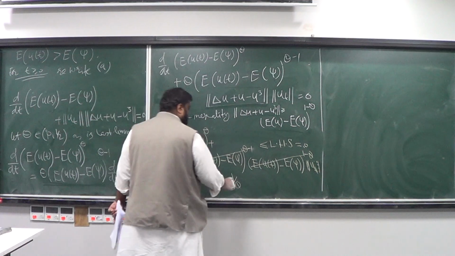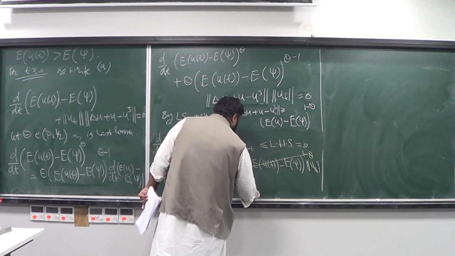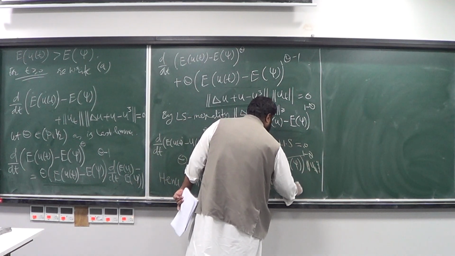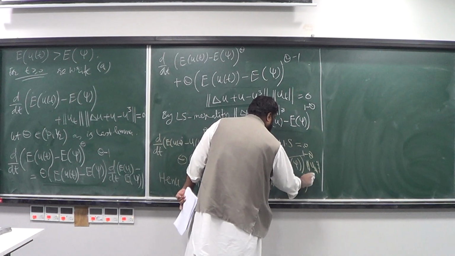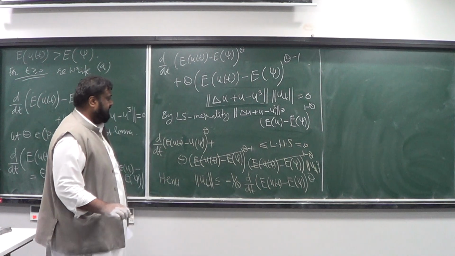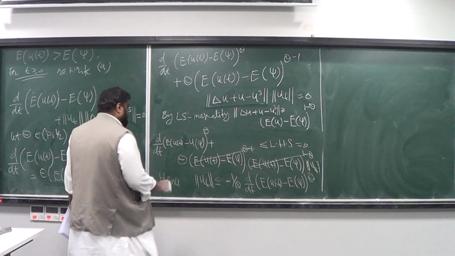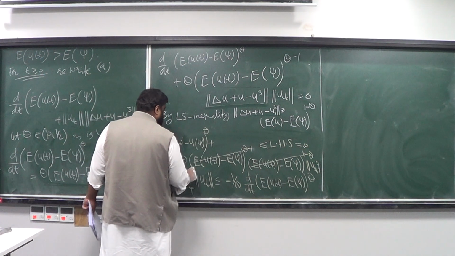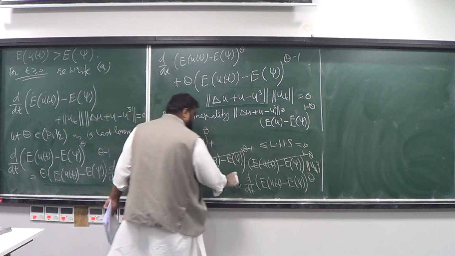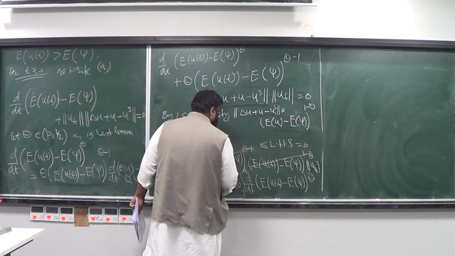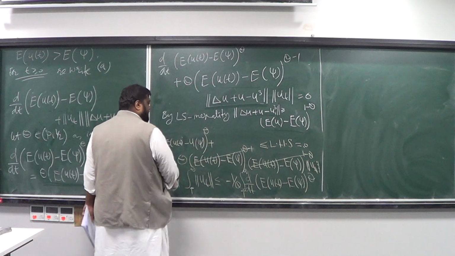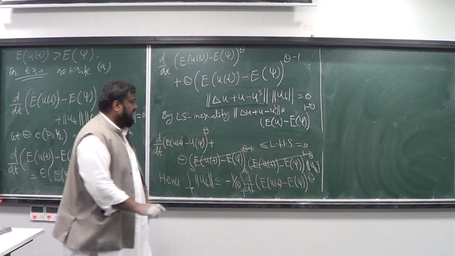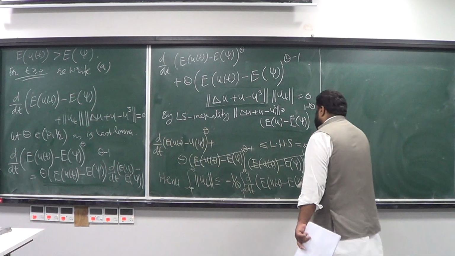Writing this term on the other side, minus 1 over theta times d by dt of E of u of t minus E of psi to the power theta. So that's what you're going to get. Okay? And what I would like to show next is that this integral, from sufficiently big T to infinity, is finite. And this would be finite if this side is finite. Now, for sure this side is finite.